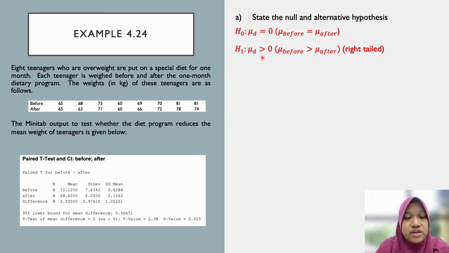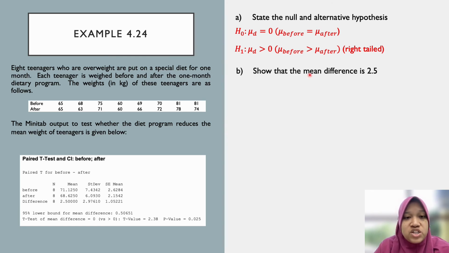Okay, why mu d greater than 0? Because we want to test whether the diet program reduces the mean weight. If we want to see whether the diet program reduces the mean weight, it means that the weight before attending the dietary program is greater than the mean weight after attending the dietary program. So that's why we are focusing on a right tail test.